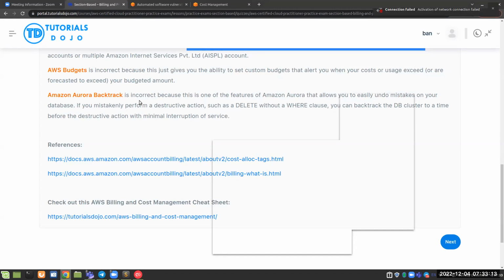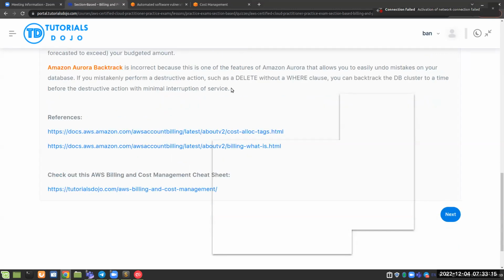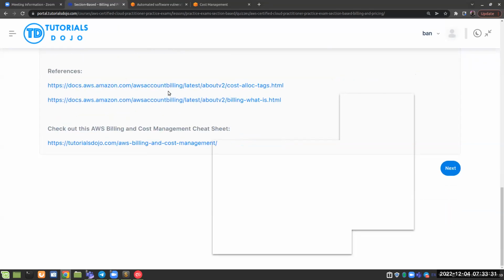Amazon Aurora Backtrack allows you to easily undo mistakes on your database. If you perform a destructive action, you can backtrack the database to a time before the destruction. So this is just a completely different service.